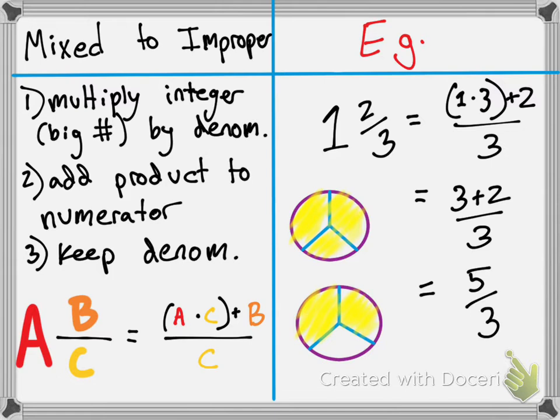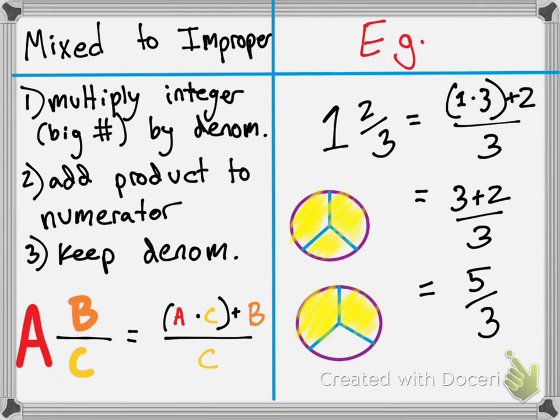I also showed it to you with what's called an area model, 1 and 2/3. So I have 1 pie and then I have another 2/3 of a pie. And I split them into pieces. And based on that, I have 5/3 pieces of pie. I'll show more examples after.